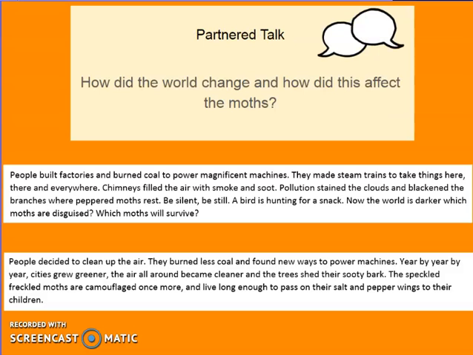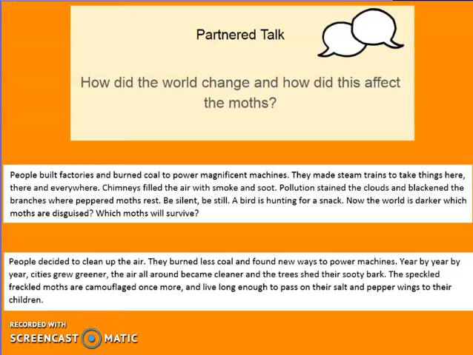Next question then. How did the world change and how did this affect the moths? Again, this would probably be a 3-mark question because we're looking at comparisons. We're looking at what the world was like, what happened, and how it affected the moths. Take this into consideration when you are answering your question. See if you can get all 3 points into your answer. Pause the video and come back when you're ready.